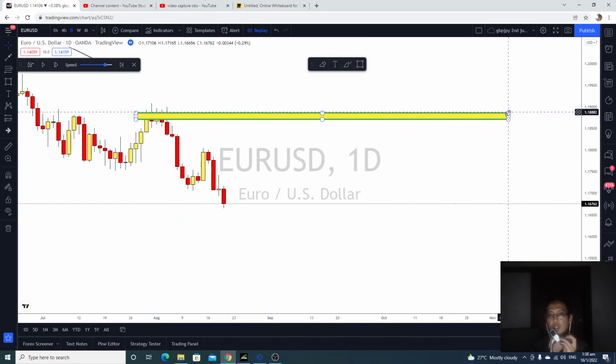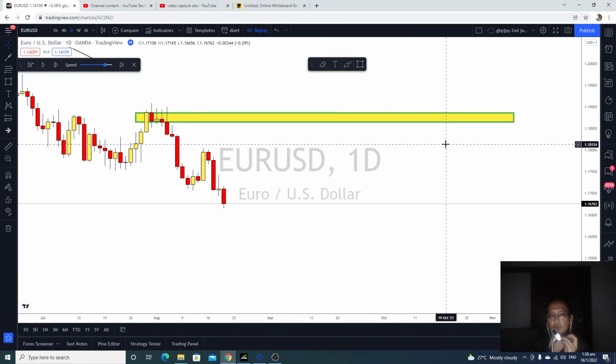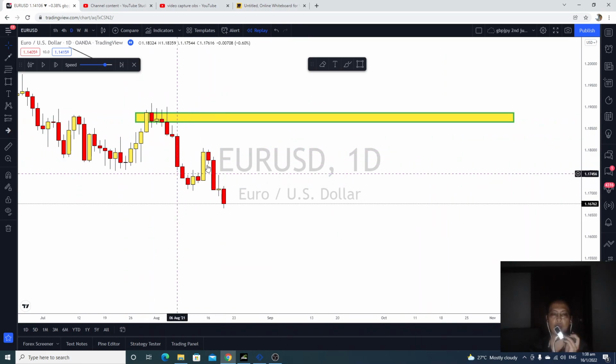Okay, because after price gets from here, it went down very hard. So this is a very important zone, and this is a very important one. This one is not as important, so I don't want to mark it. I like to mark the primary zone. So this one is not important.